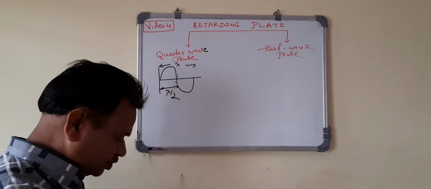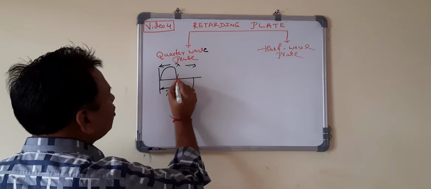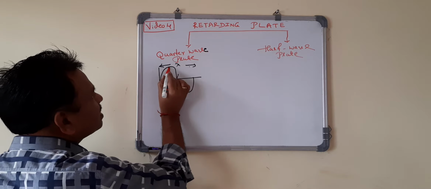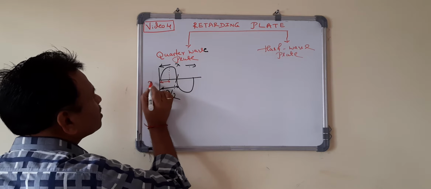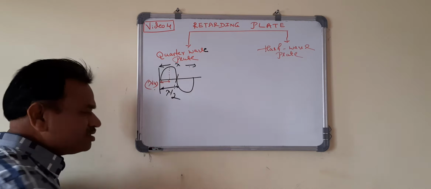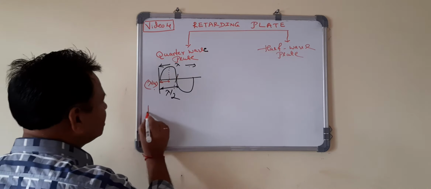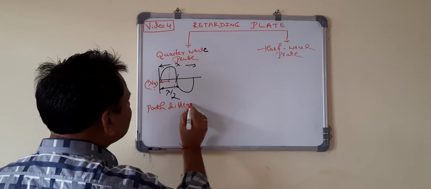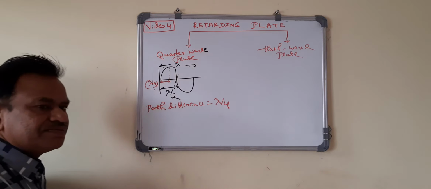And this distance, I will call lambda by 2. And a half of it becomes lambda by 4 here. The path difference is how much? Lambda by 4 here. So the path difference equals lambda by 4.